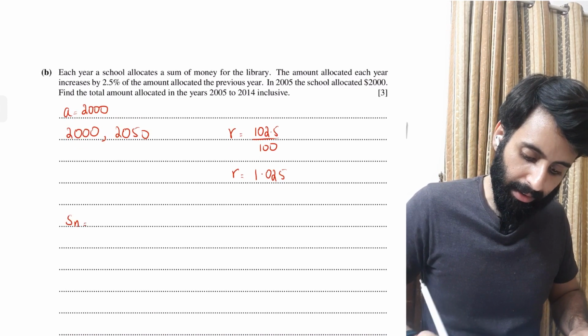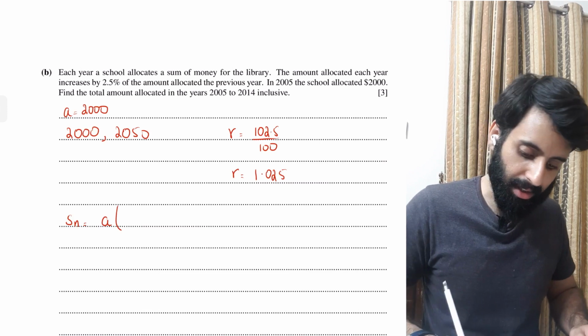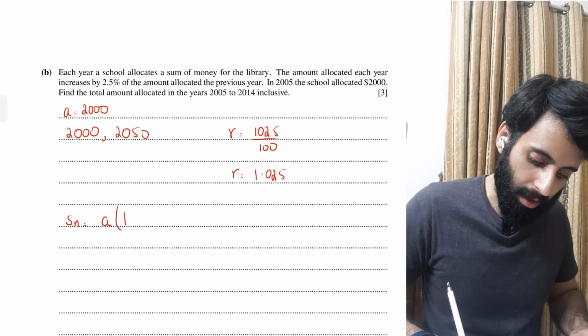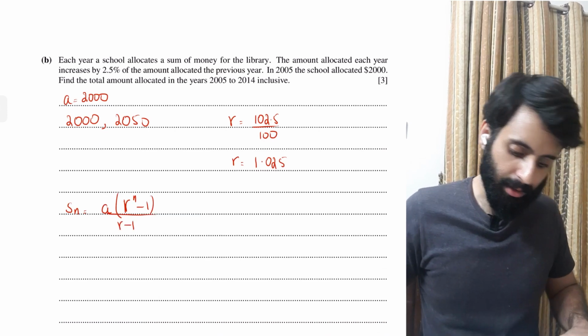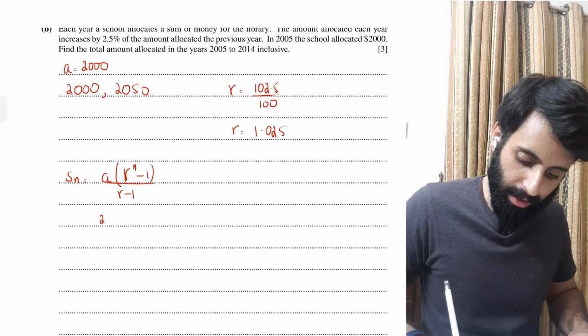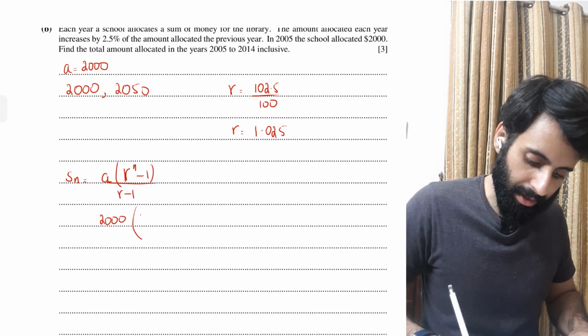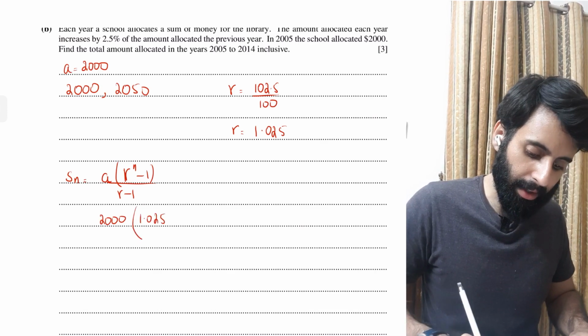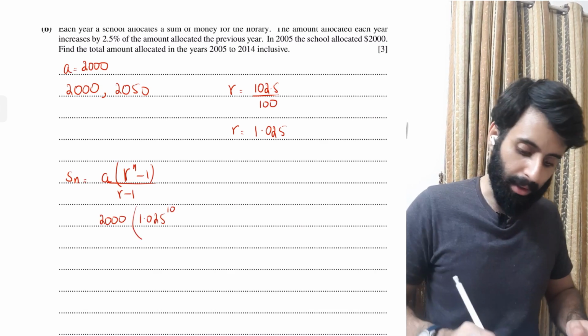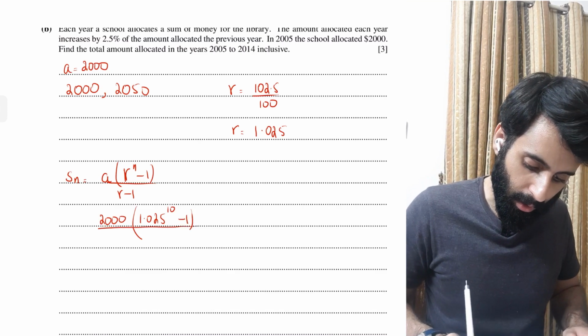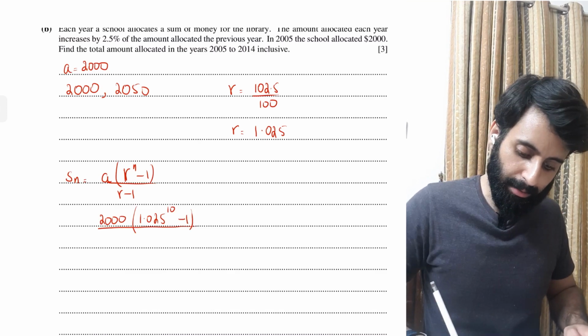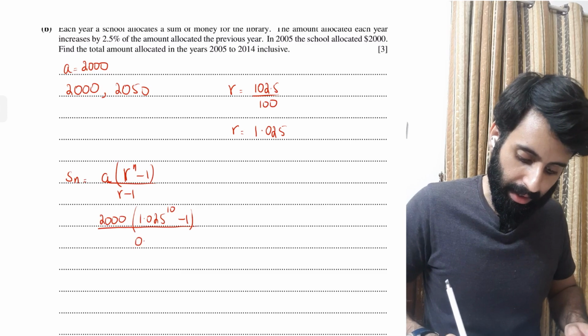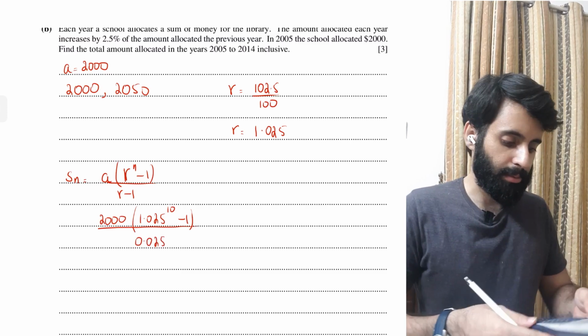And the formula to calculate the sum for a geometric progression is A into R to the power n minus 1 over R minus 1, okay? So A, as we know, is 2000. Common ratio, as I pointed out, is 1.025 raised to the power of 10, because we're talking about 10 years, minus 1 over 1.025 minus 1, so we can do it directly, and this is going to be 0.025. So let's work this out.